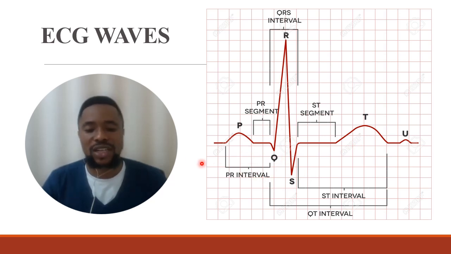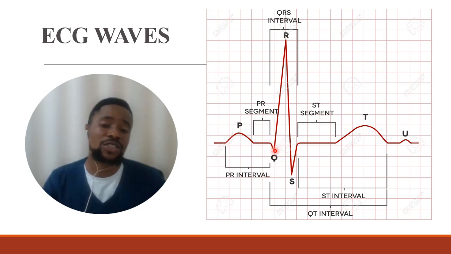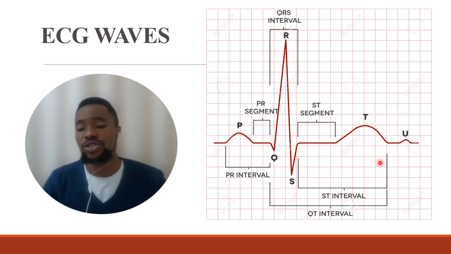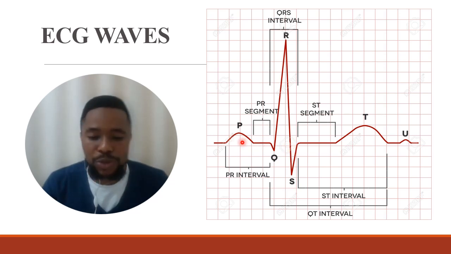Now we have intervals. PR interval is from the beginning of the P wave to the beginning of the QRS complex. So if it's the Q wave that starts the QRS complex, you end there. Or if it's the R wave that starts the QRS complex, you end there. Now the QT interval is from the Q wave, or the R wave, or whichever starts the QRS complex, to the end of the T wave. Those are the major intervals. Then you have the QRS interval from the beginning of the Q to the S. These are the waveforms.